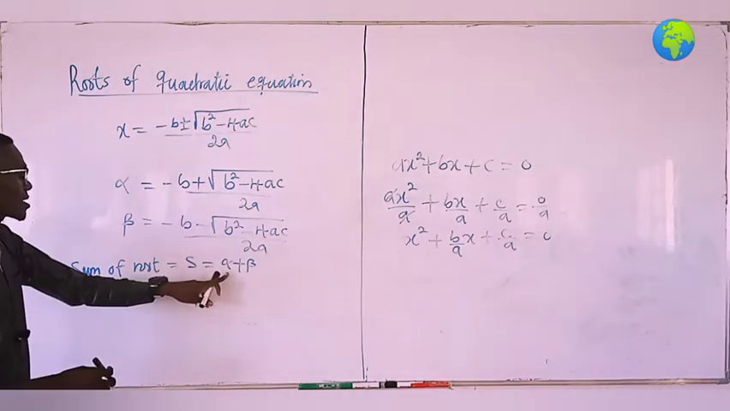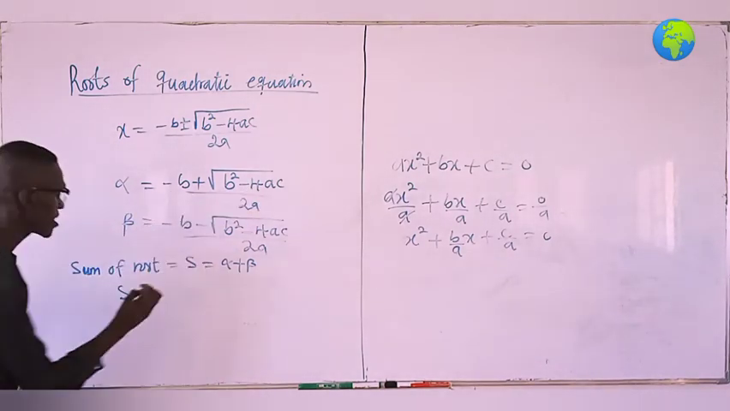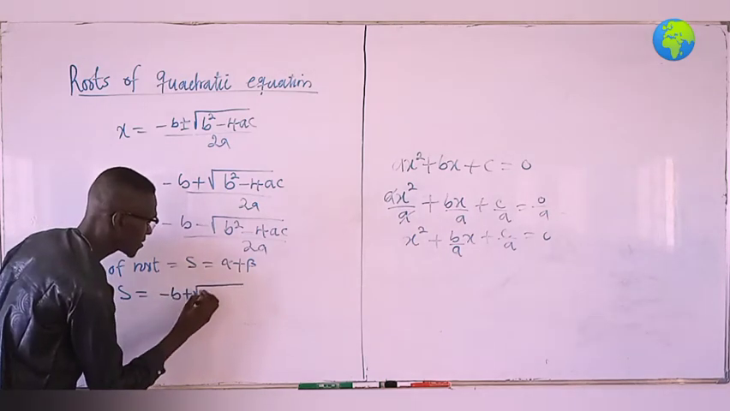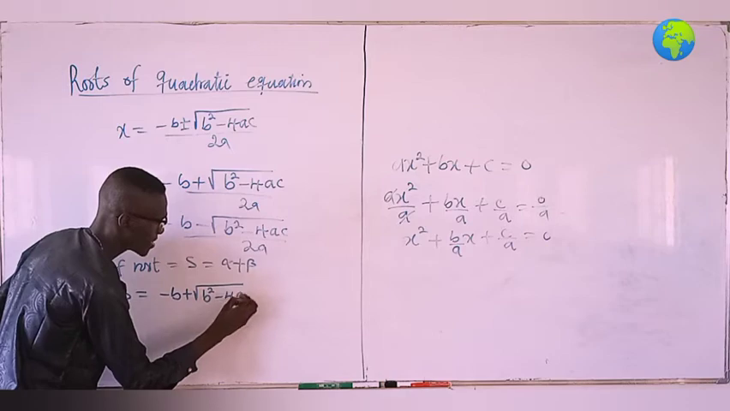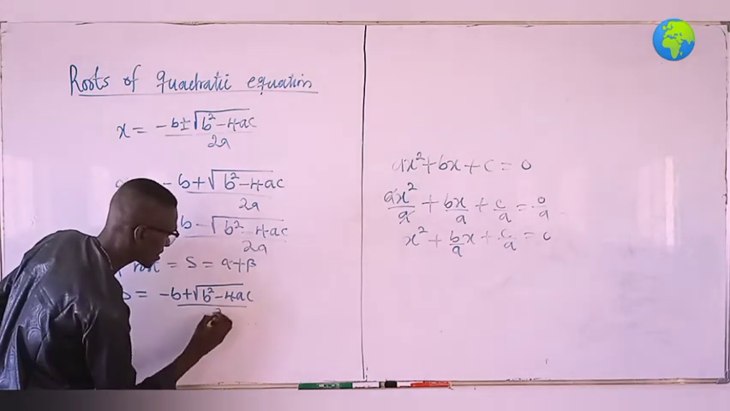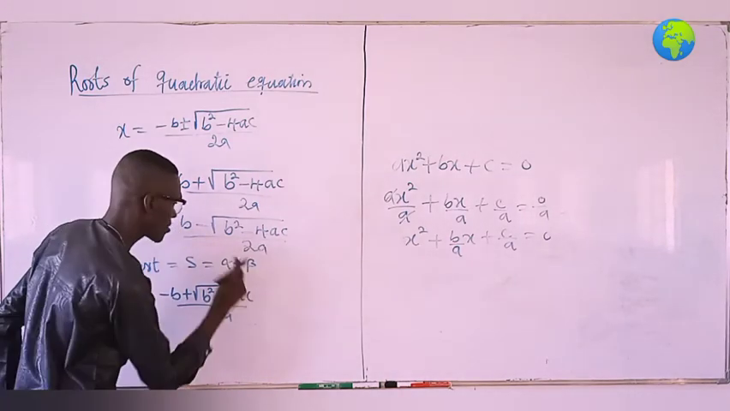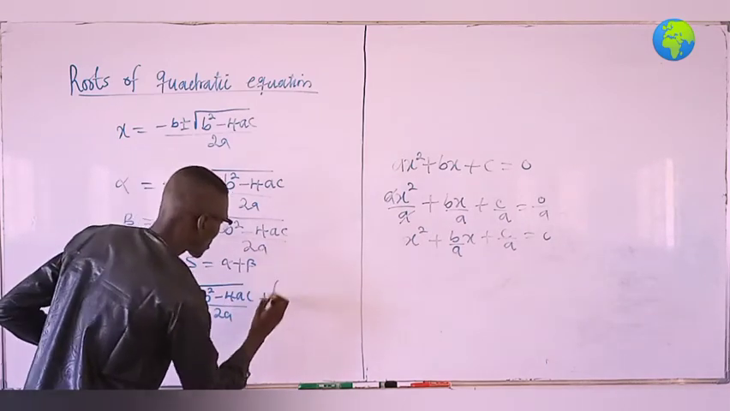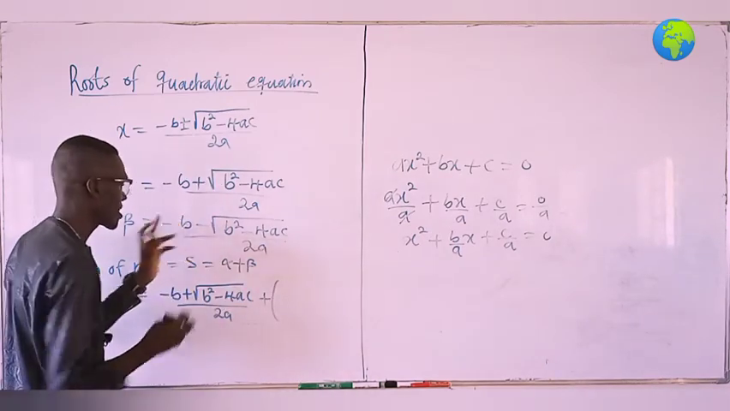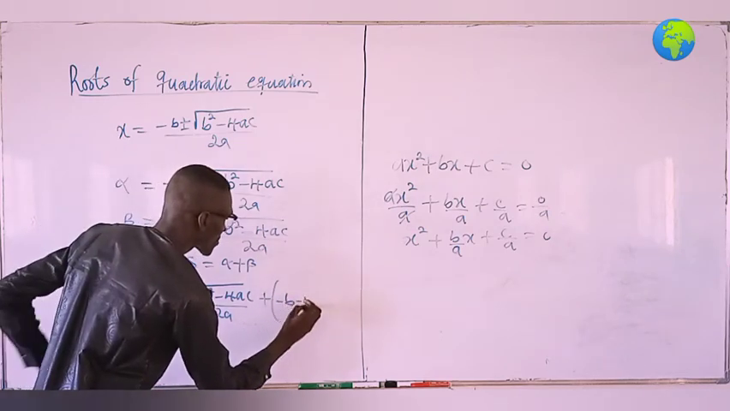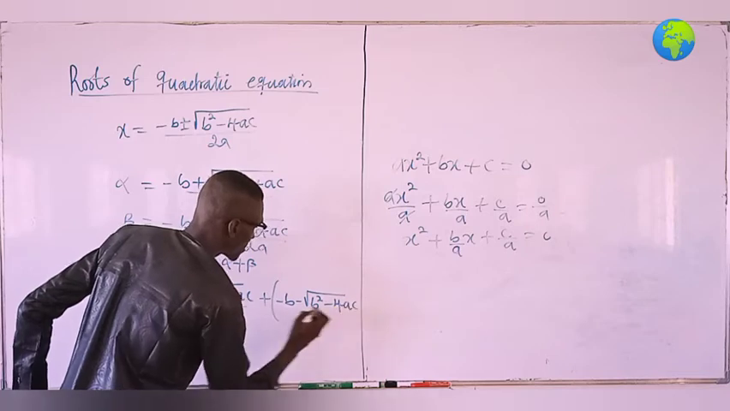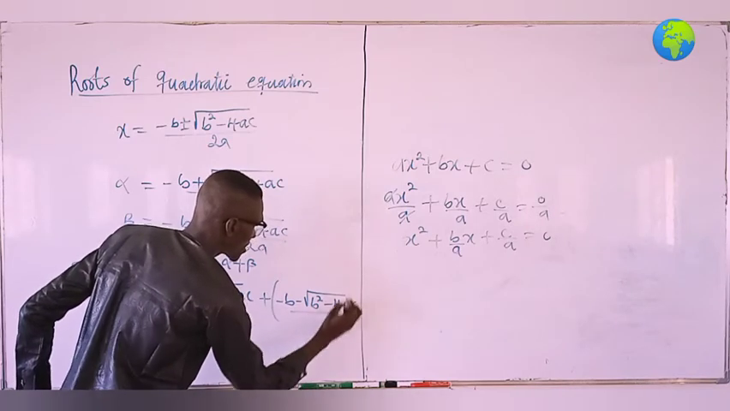S is equals, what is alpha? This is alpha, right? This is minus b. This is plus square root of b squared minus 4ac over 2a, right? But we said plus, I'm adding plus. This is beta, right? I'll put it in the bracket because of the negative, right? Then I have minus b minus square root of b square minus 4ac, everything over 2a, right?